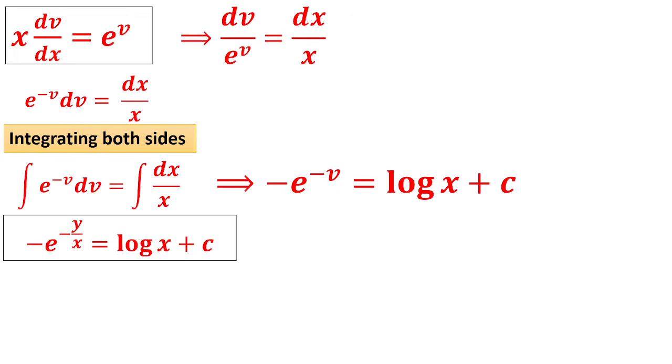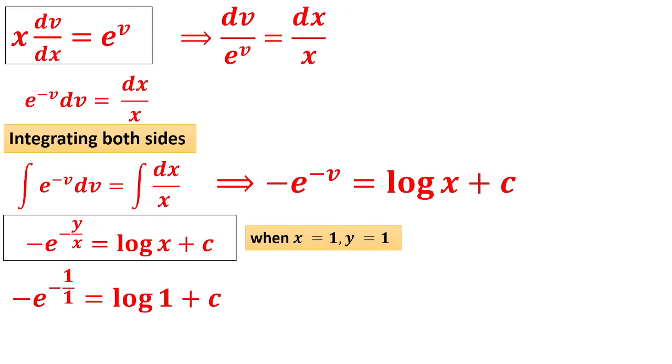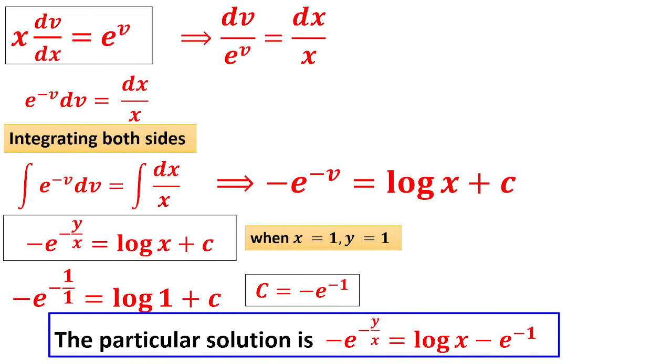Again, this is not the answer because it is an initial value problem. You have to get the value of c. It is given x is equal to 1, y is equal to 1. Replace it now. All of you know what is the value of e power minus 1. It is 1 by e, and you can write it as e power minus 1 also. Or I am simply replacing c as minus e power minus 1, and that is the particular solution.